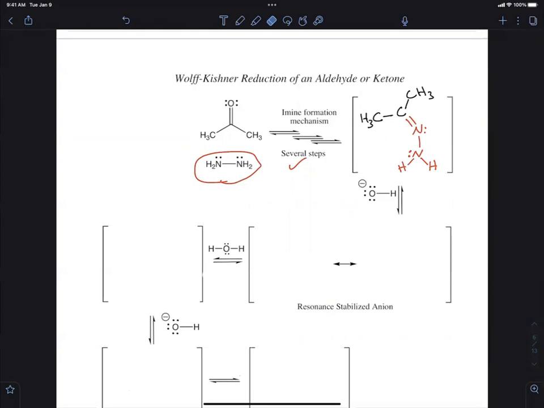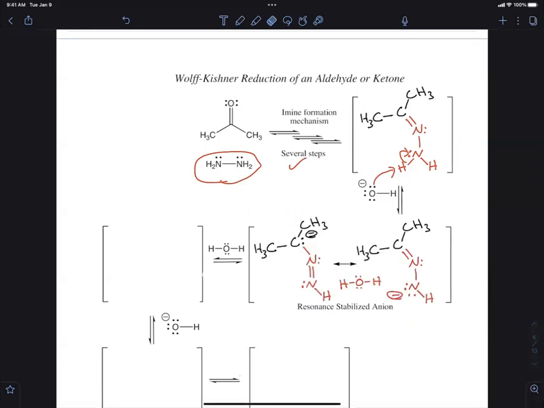The question is, what's going to happen next? Well, we are in strong base. So what's going to happen is we are going to deprotonate one of those hydrogens off the terminal nitrogen. And the reason that's a reasonable thing to do is that what we generate is resonance stabilized. So we start with the negative charge on nitrogen, but you can move the bonds around pretty quickly so that you can put that negative charge all the way on carbon. So by doing that, you can delocalize that charge. That stabilizes this anion.